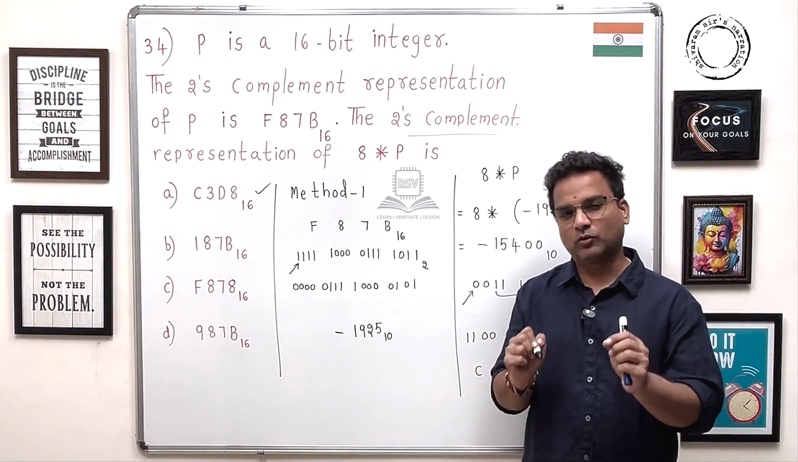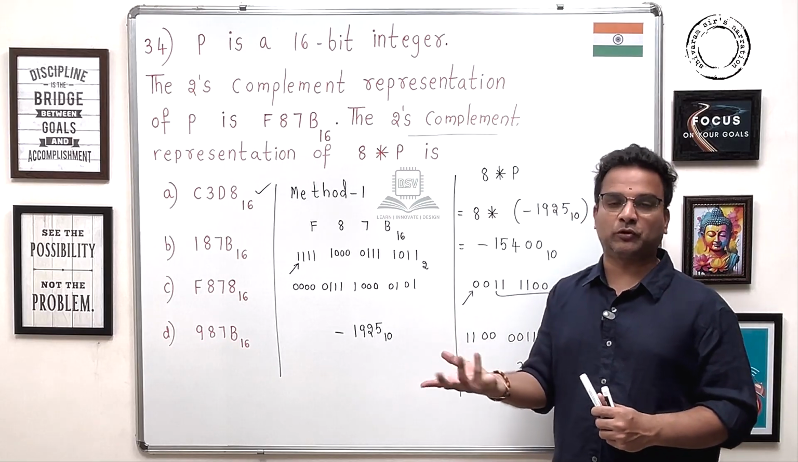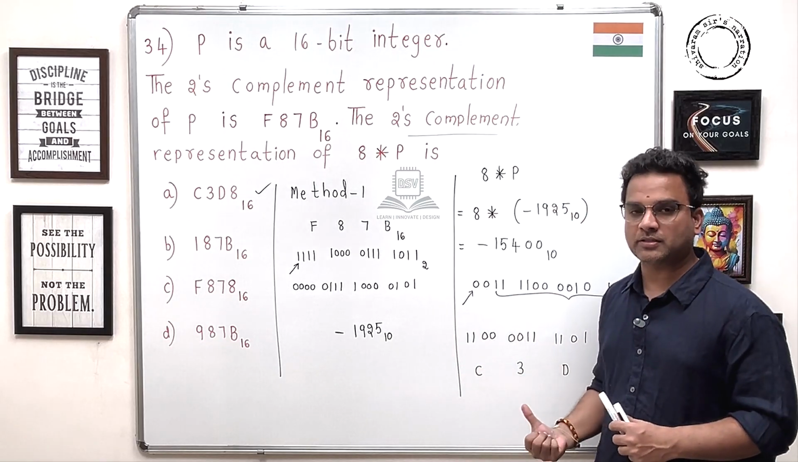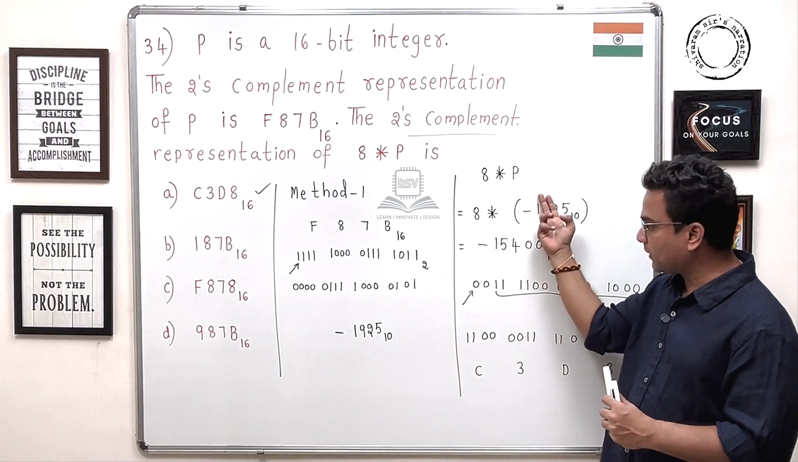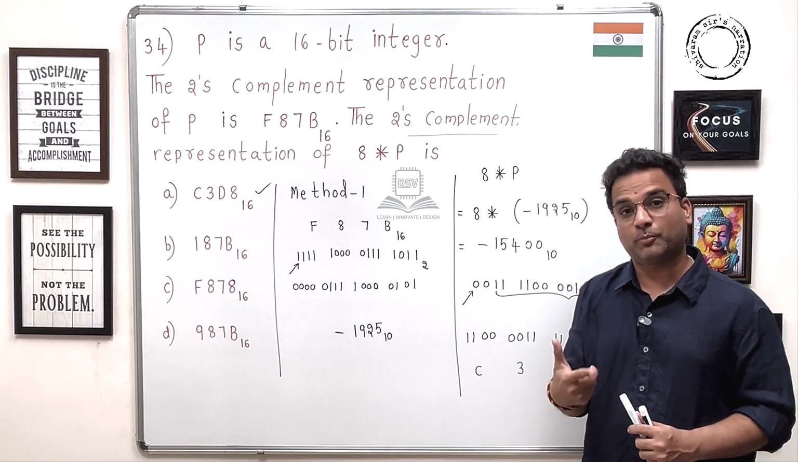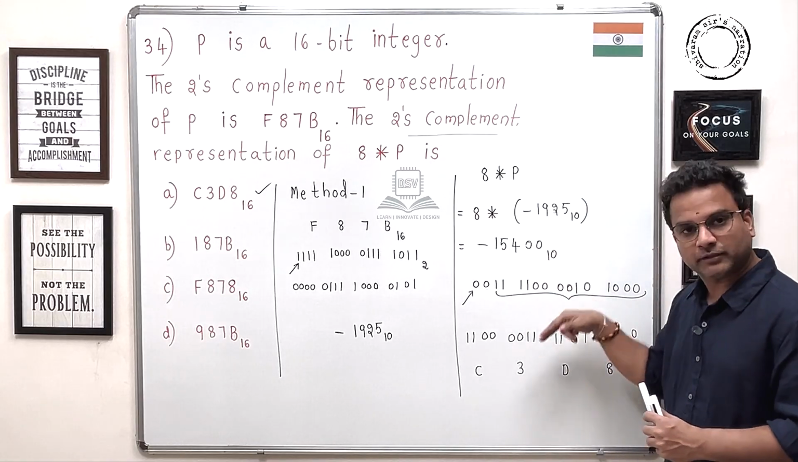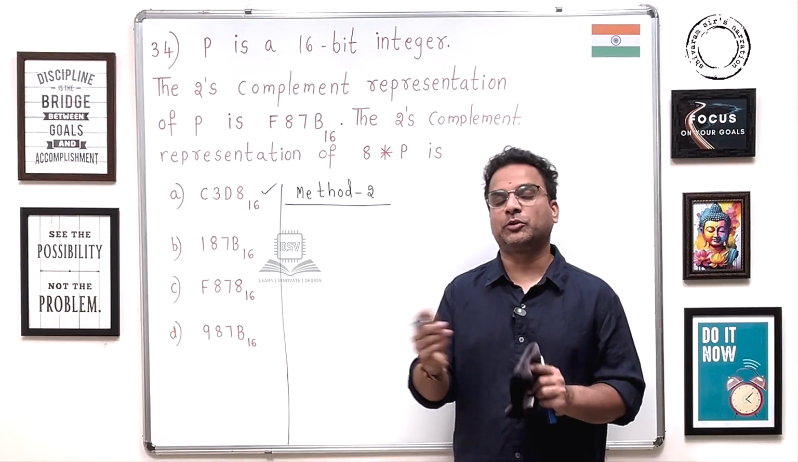But guys, observe how much effort we have to put in to reach the answer. You need to convert into decimal, again you need to multiply, again you need to convert into magnitude. 15,400, how much time will it take? Again getting the 2's complement, again converting into hexadecimal. This is method 1. Let's see method 2.